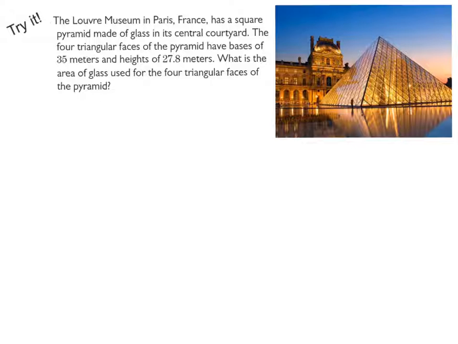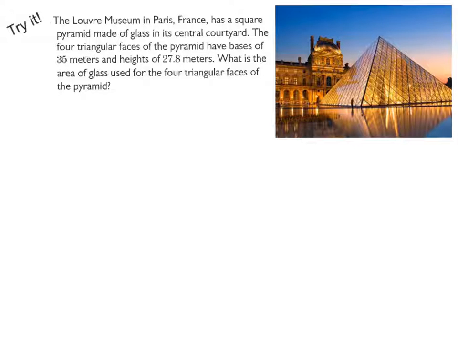Alright, here's another try it problem. You've seen this picture before in one of the previous videos. This is a picture from Paris, France. This is called the Louvre Museum. It's in Paris, France. It has a square pyramid made of glass in its central courtyard. So outside of the museum, you see this beautiful pyramid.